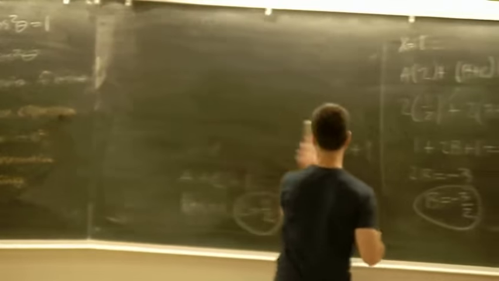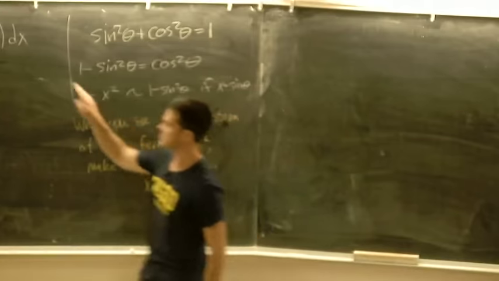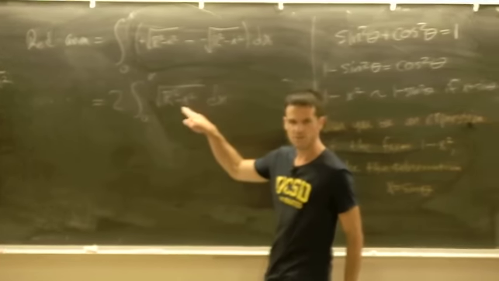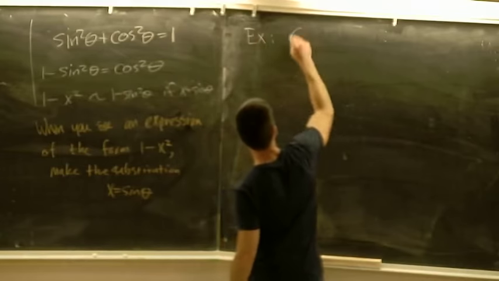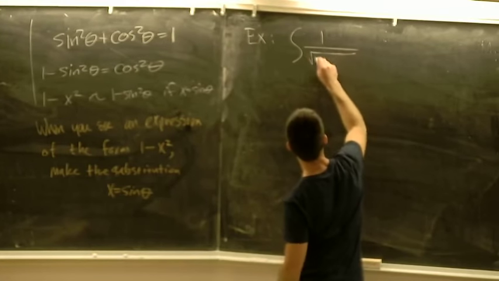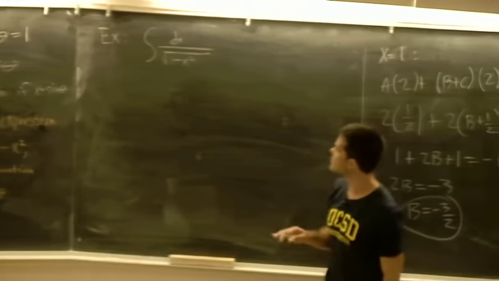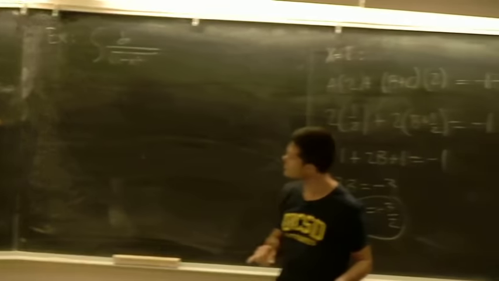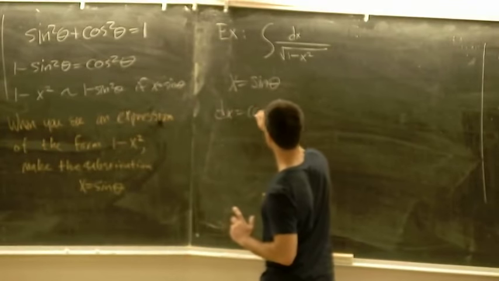And in the example that I was doing with the pizza, it's not quite like 1 minus x squared. It's r squared minus x squared. So there's a pretty easy way to take care of that. Let me first do another example. So how about the integral of 1 over the square root of 1 minus x squared dx? Let's just look at this one for a minute. According to what I just told you, we should make the substitution that x is equal to sine theta. So then dx is cos theta d theta.